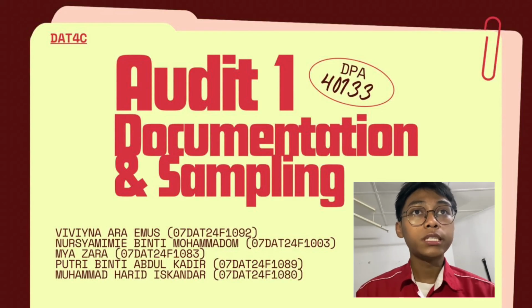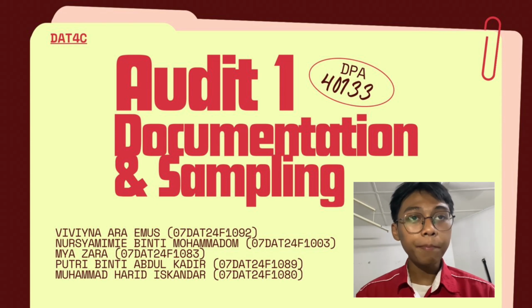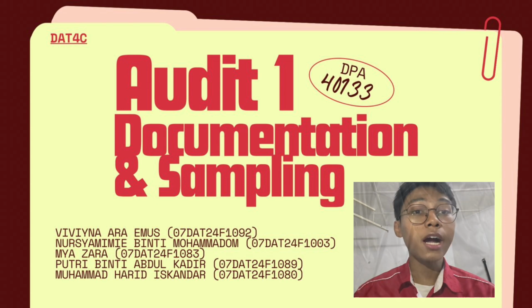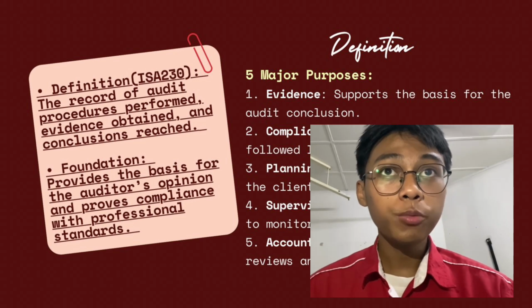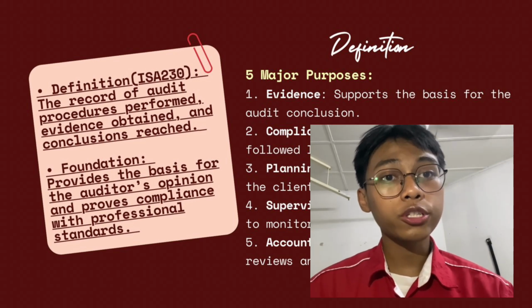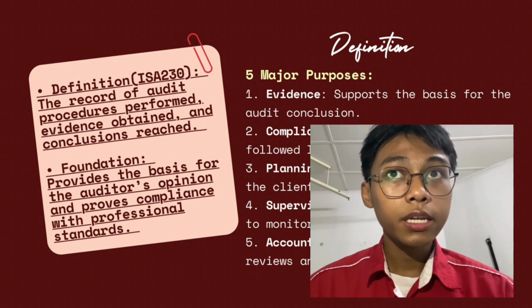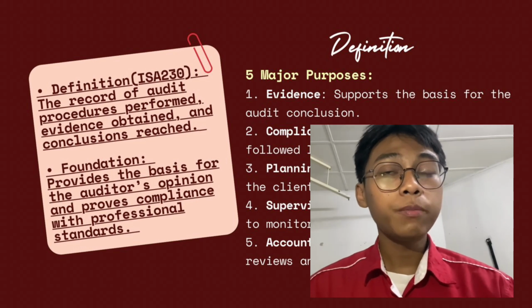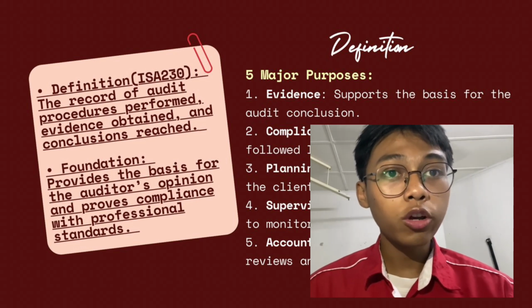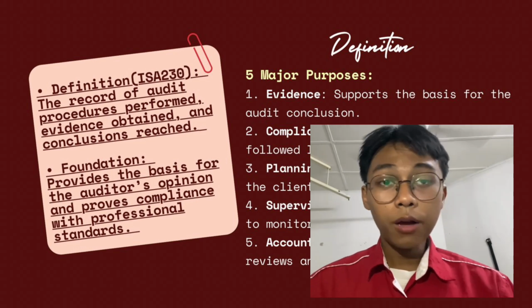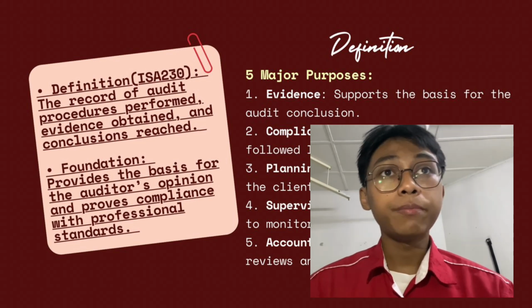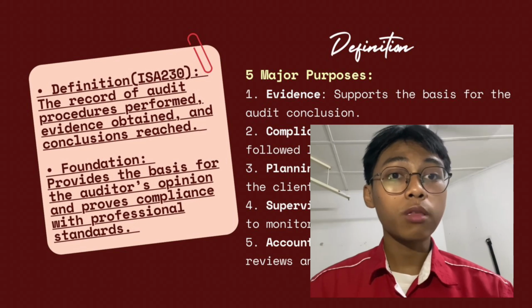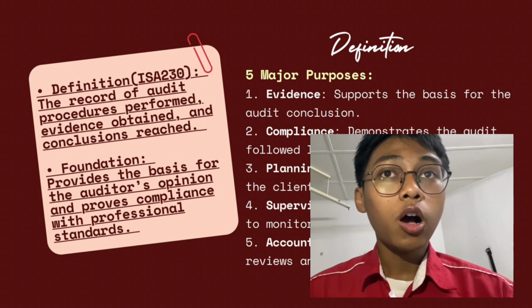Today, our group will present on audit documentation and sampling, which are essential in ensuring a high-quality audit. According to ISA 230, audit documentation is defined as the record of audit procedures performed, evidence obtained, and conclusions reached. It forms the basis of the auditor's opinion and ensures compliance with professional standards. For example, auditors document invoices to verify sales, keep bank statements as evidence, and record procedures like stock account observations.